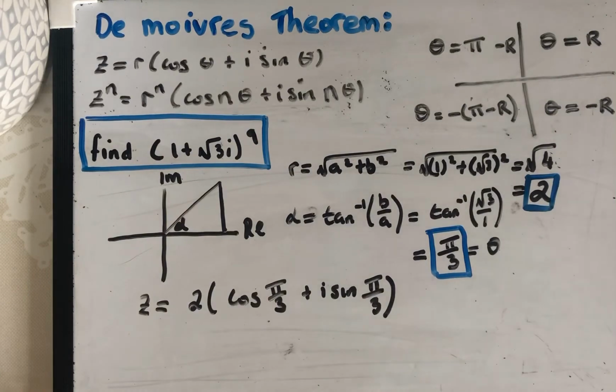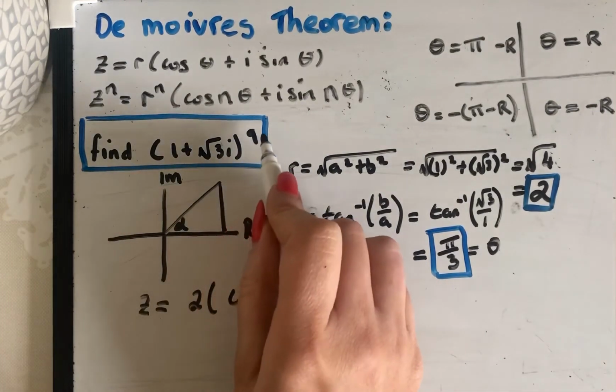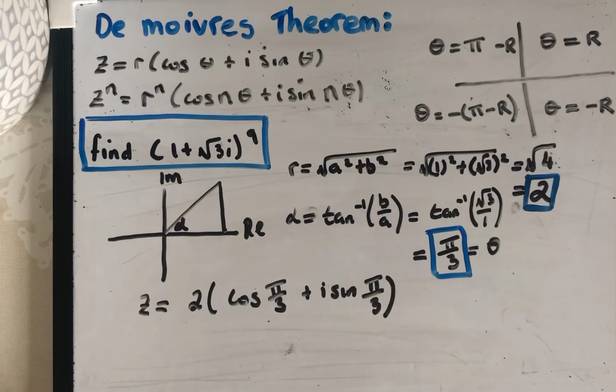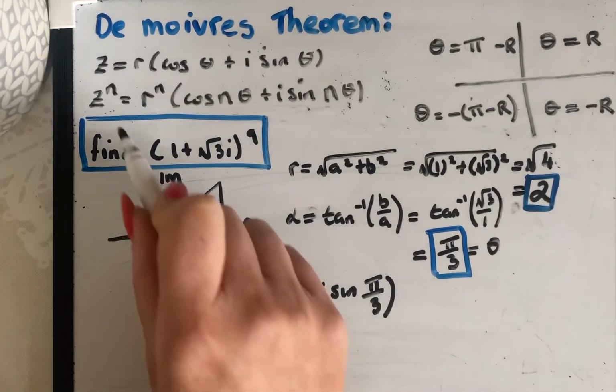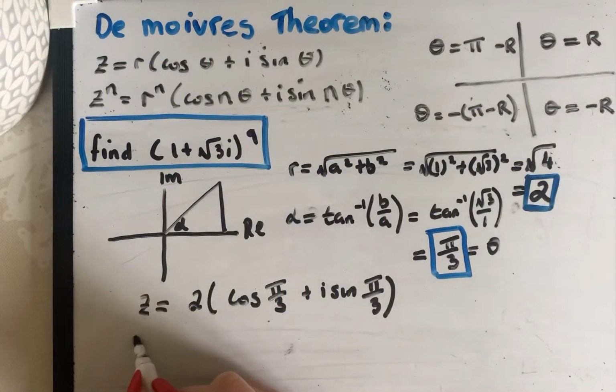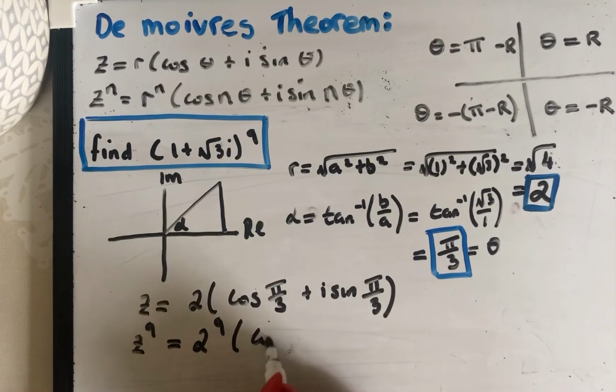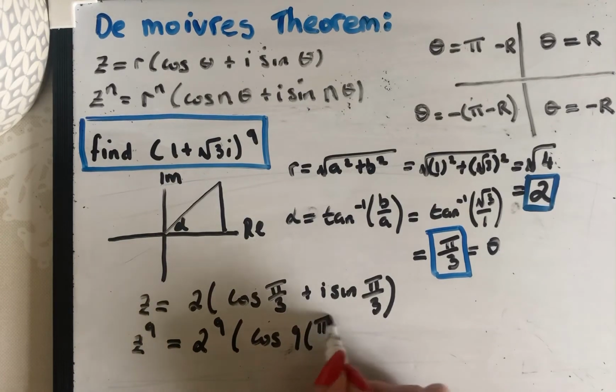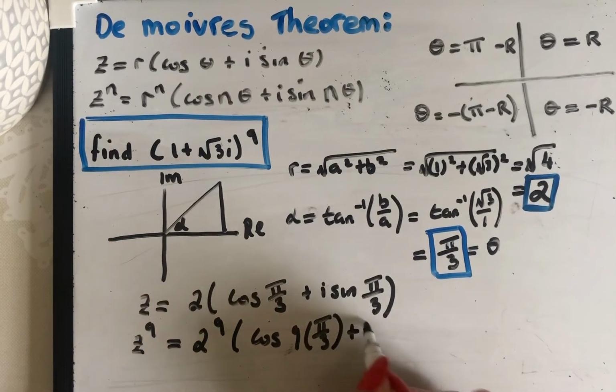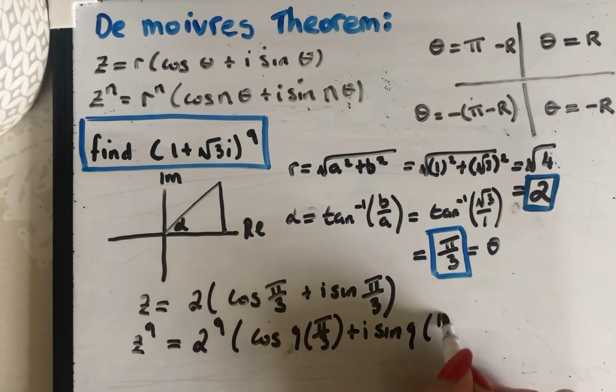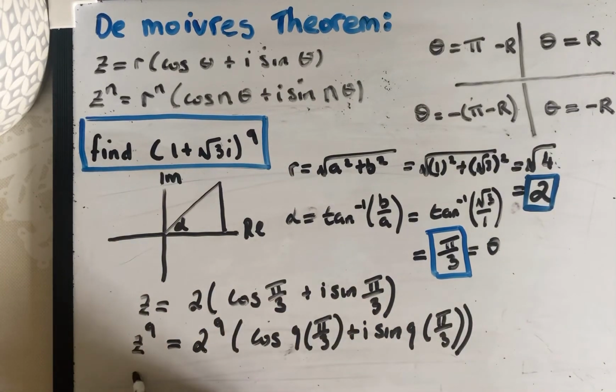Now we're told in the question to find (1 plus root 3i) to the power of 9. So this means we're now going to transform our polar form expression using De Moivre. So let's do our z to the power of n. Our n is our power of 9. So we have 2 to the 9, cos 9 pi over 3 plus i sine 9 pi over 3. 2 to the power of 9 is 512.